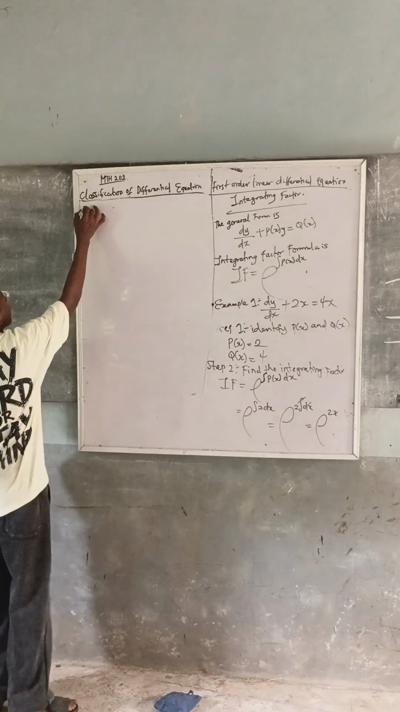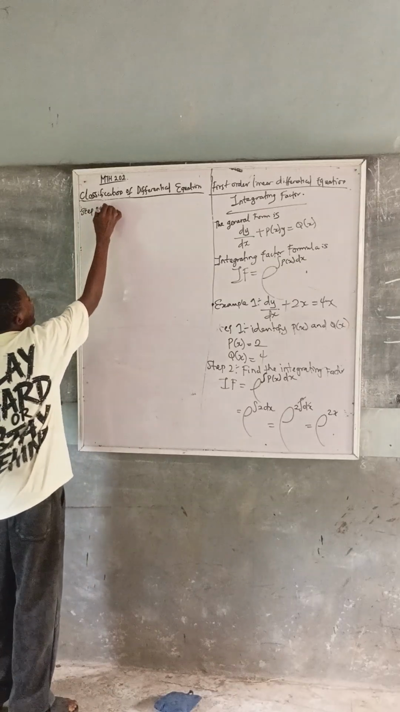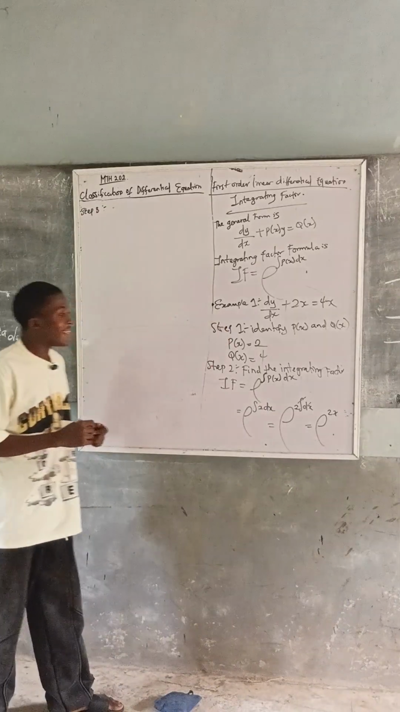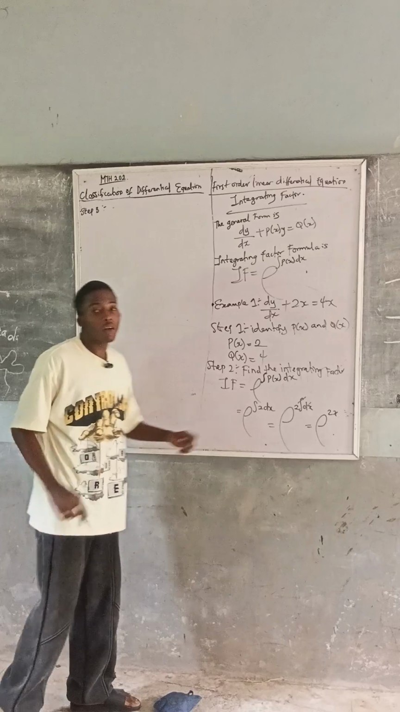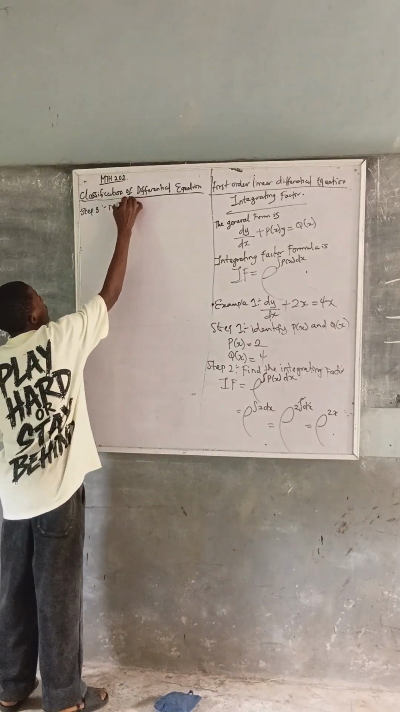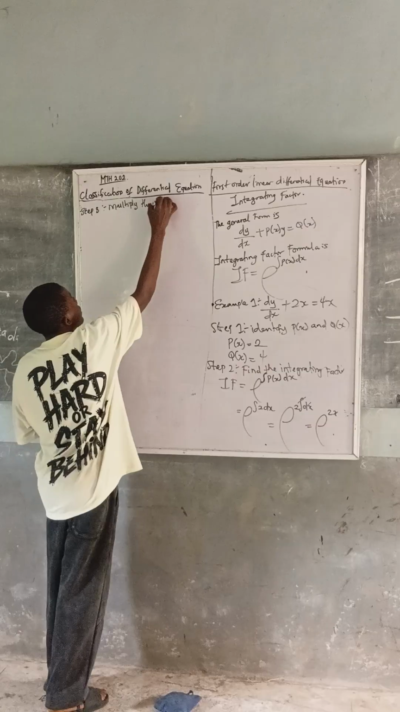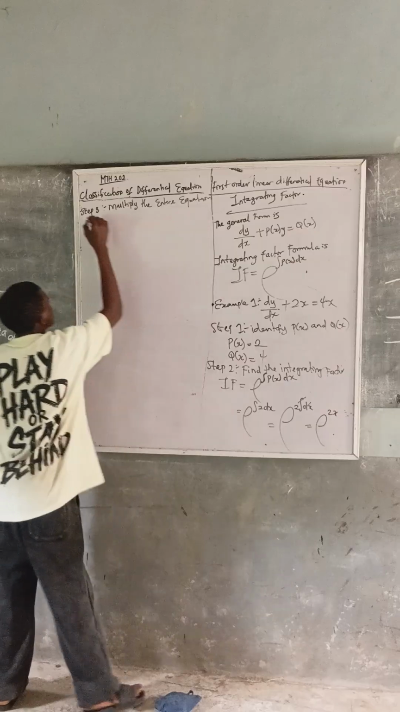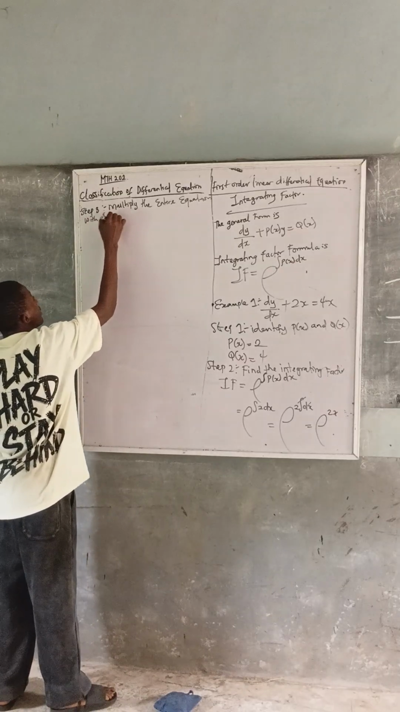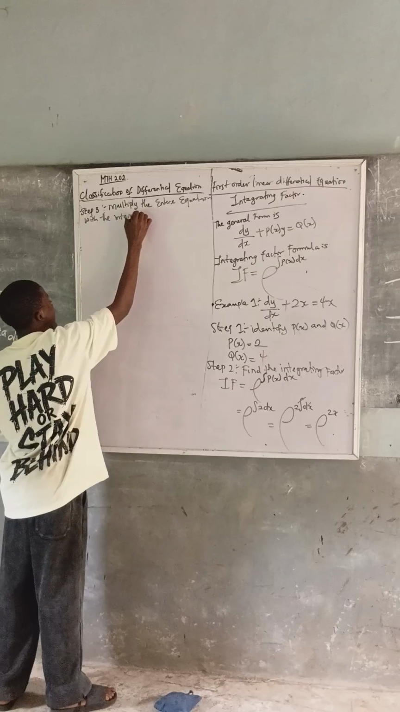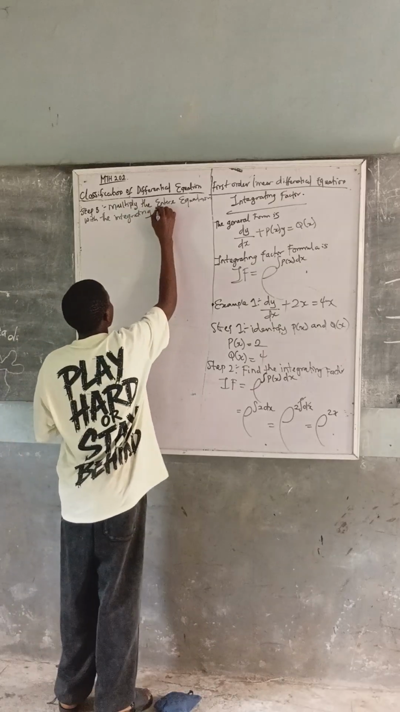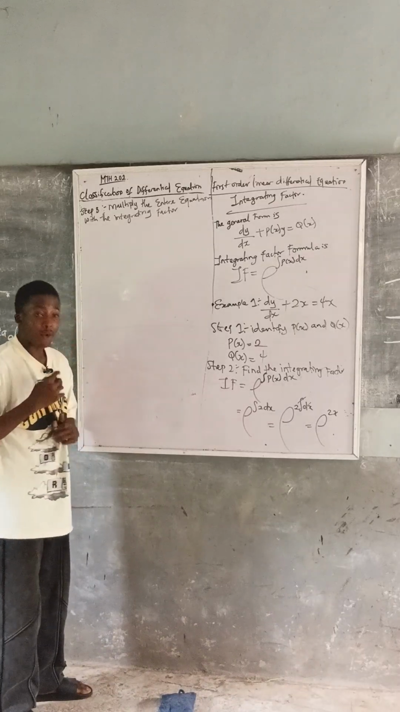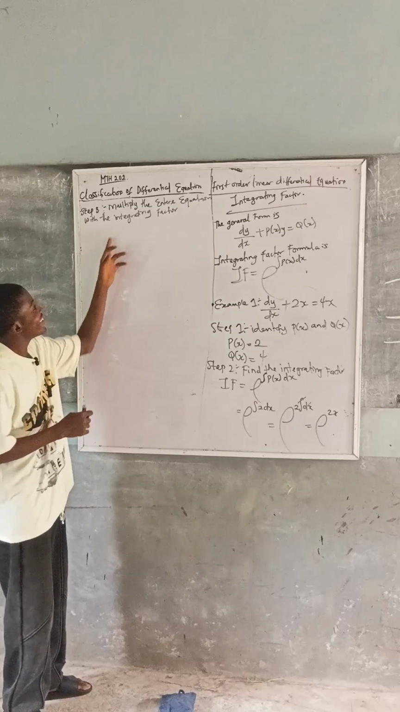Step 3. Step 3 is what? Multiply the entire equation with the integrating factor. Multiply the entire equation with the integrating factor.